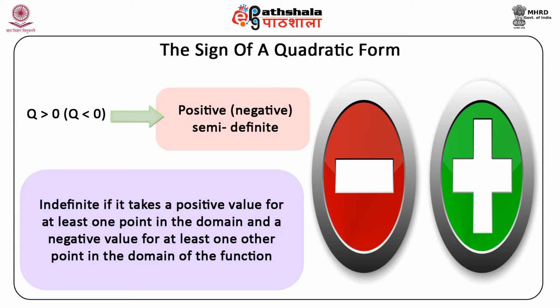Since the second order differential of any given function is a quadratic form, the negative or positive definiteness of a quadratic form can be related to the sufficient condition for existence of maximum or minimum value respectively.